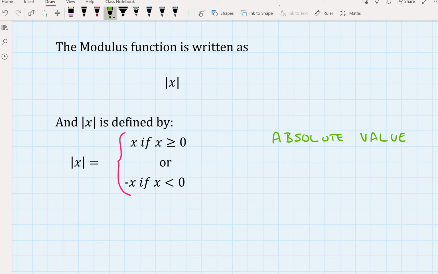Now, we're going to have to look at this implication on two things. We're going to look at what the modulus function, how it affects graphs, and we're also going to look at how the modulus function is going to affect equations. And those are going to be two further videos that we're going to look at, something to look forward to.